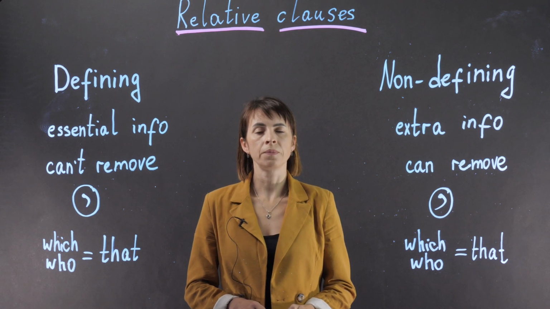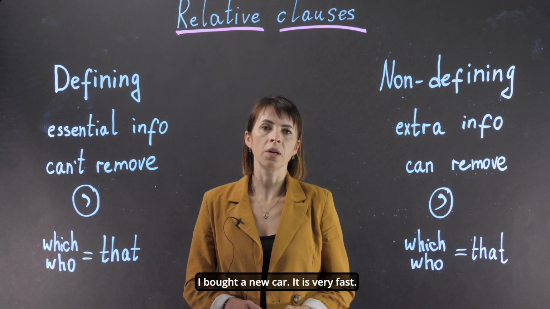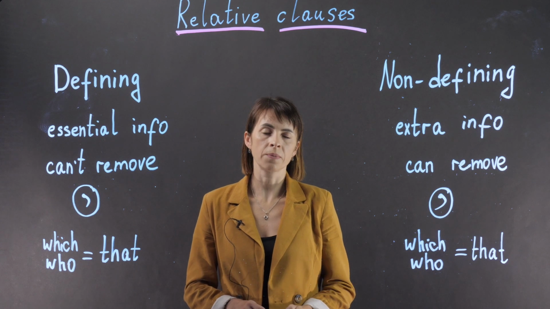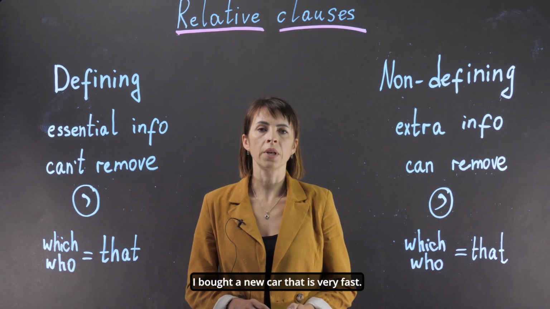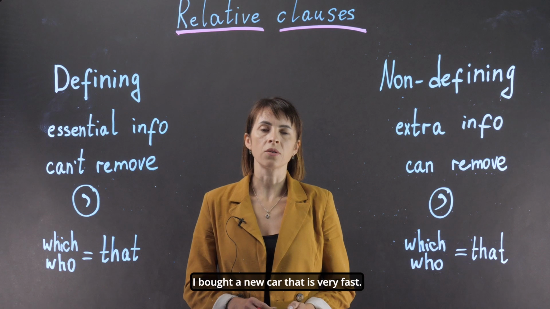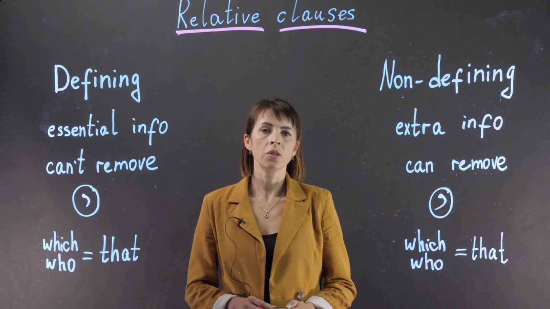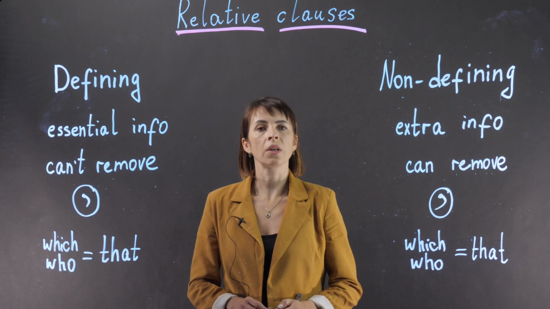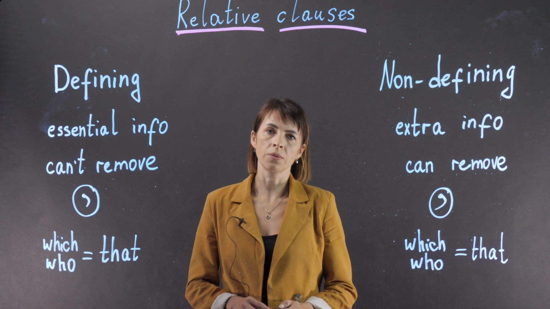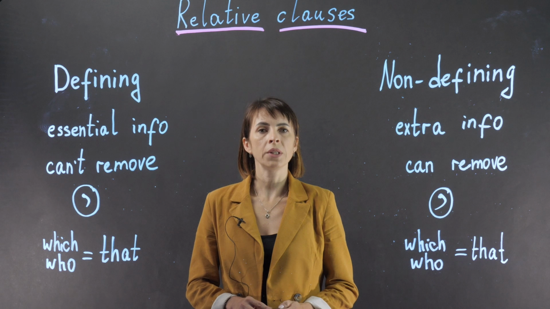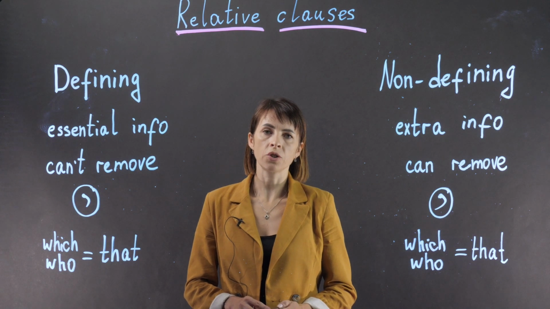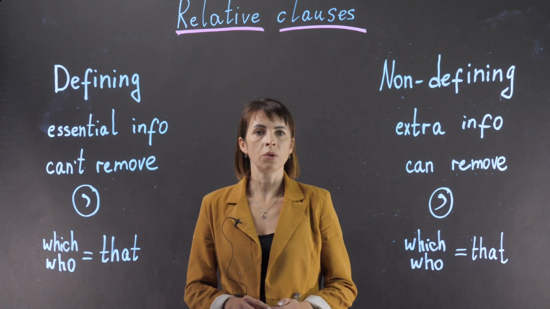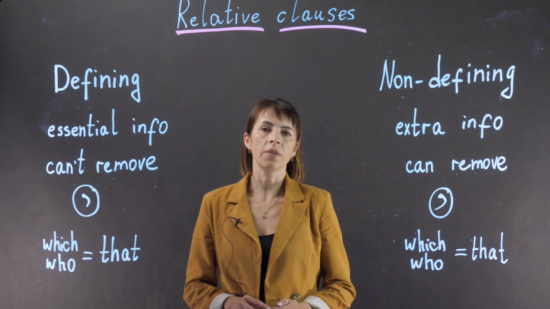For example, I bought a new car. It is very fast. I bought a new car that is very fast. So we joined these two sentences with the relative pronoun that. Ми об'єднали ці два прості речення відносним займенником that. Який?